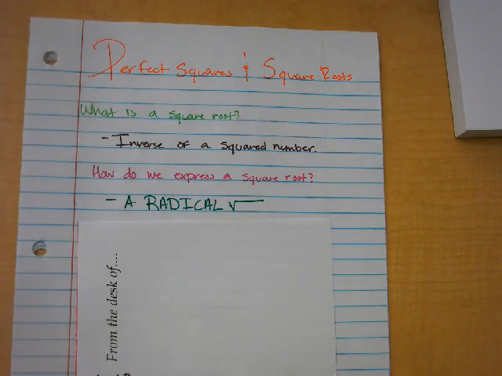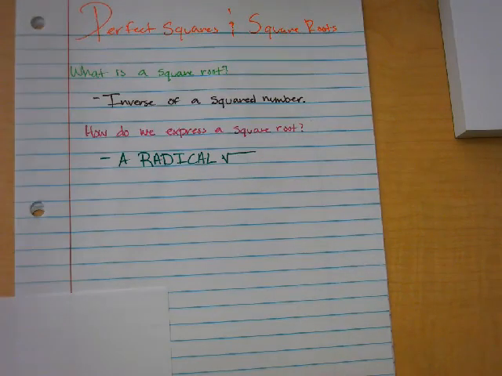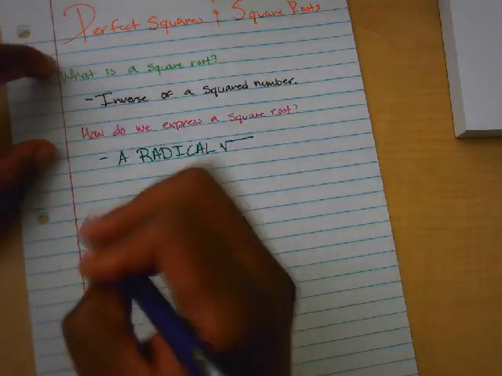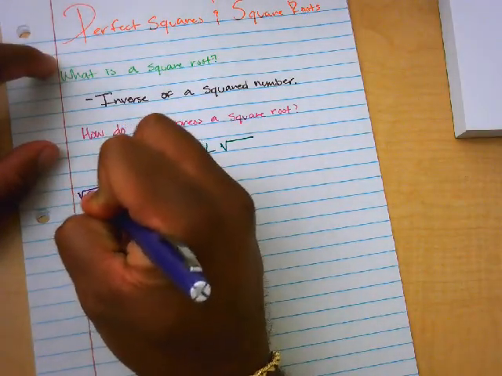And again, square root is the inverse of a squared number. So if we have a number that's squared, they're trying to figure out, well, what number did it start with? What number did we square? So let's look at some examples. And we're only going to use perfect squares. So let's start with the square root of 225.